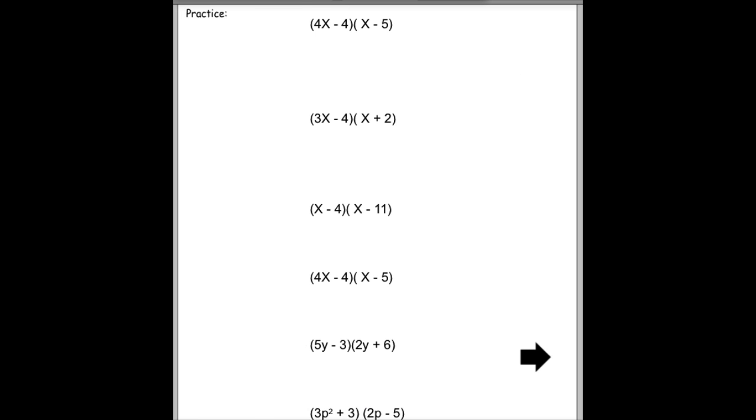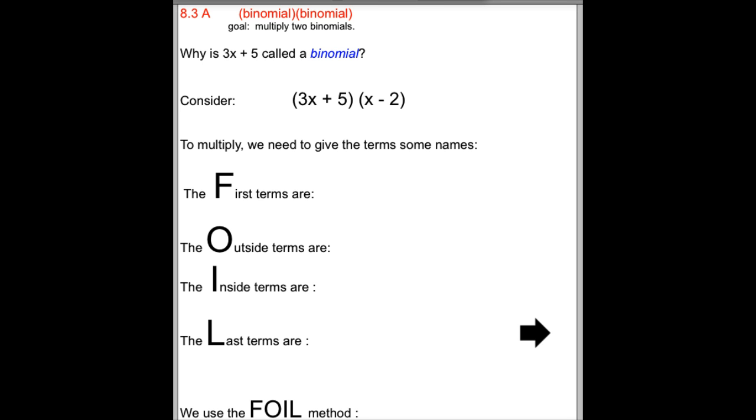Next up, gotta go back a page. We are going to multiply 2 binomials. So let's review why we call this a binomial. It's because we have 2 terms separated by a plus or minus, so it's a 2-termed polynomial. And then it says consider. I'm going to be multiplying this by this. Notice there's not just one thing to hop in. There's 2 things to hop in.